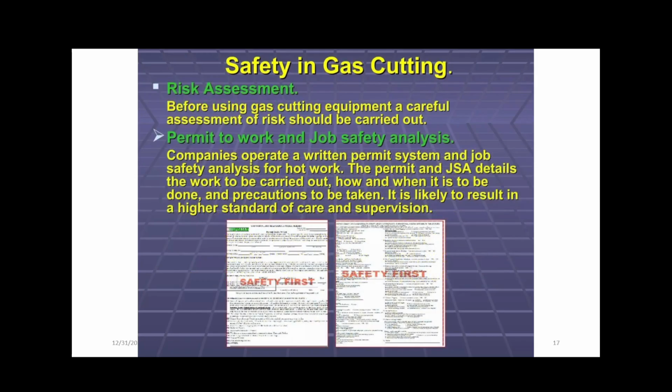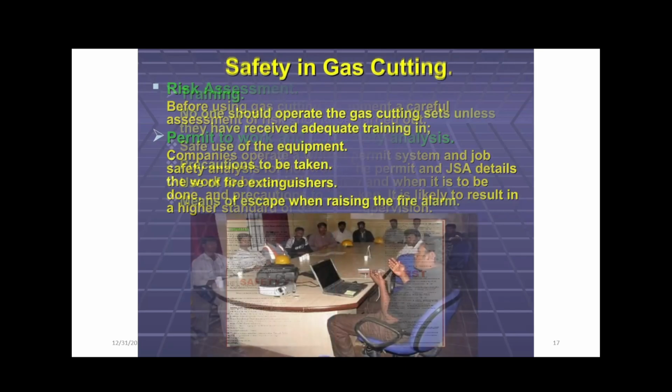The risk assessment notes for this: before using gas cutting equipment, a careful assessment of risk should be carried out. Permit to work and job safety analysis must also be conducted. So companies operate a written permit system and job safety analysis for hot work. The permit and JSA detail the work to be carried out, how and when it is to be done, and also the precautions to be taken. It is likely to result in a higher standard of care and supervision.